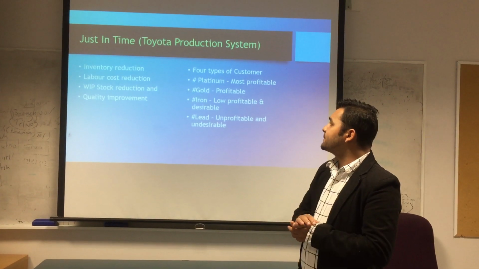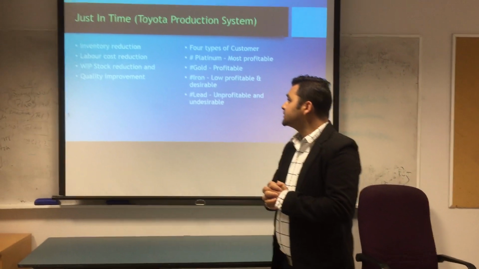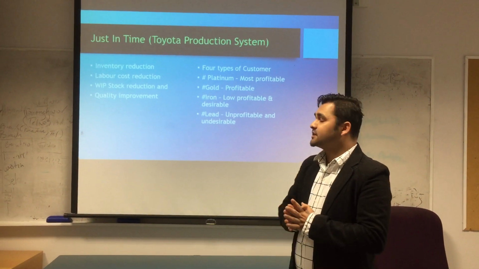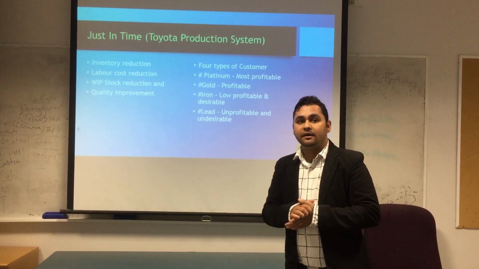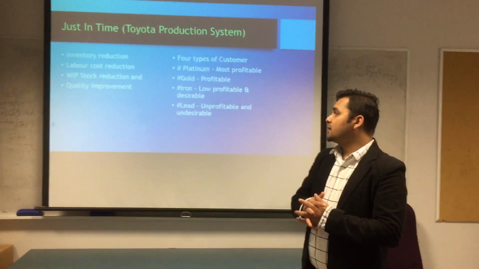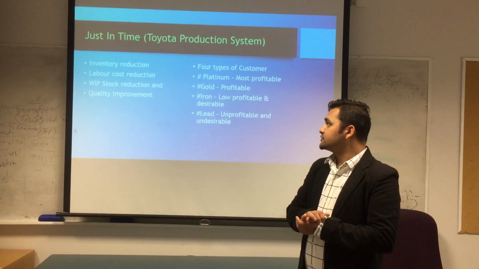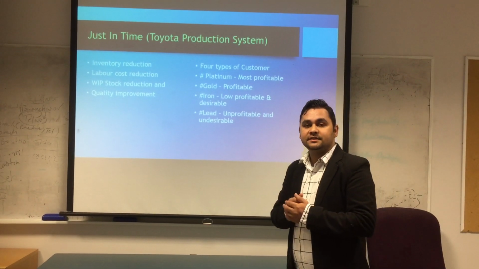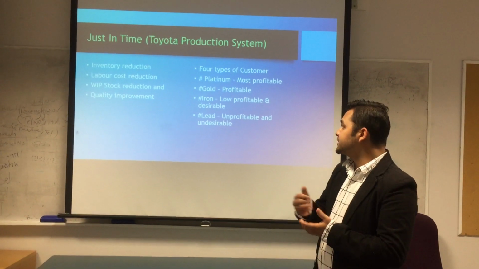The next one is the JIT system. The benefits of the JIT system are inventory reduction, and the next one is labor cost reduction. The third one is work in progress stock reduction, and the last is quality improvement. So if you use the JIT system in any company or anywhere, there is quality improvement as well.